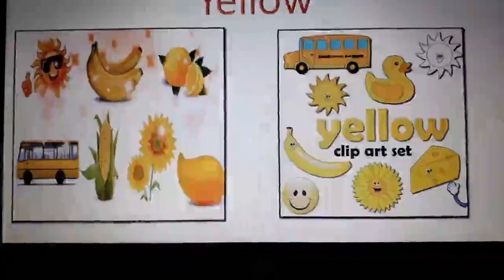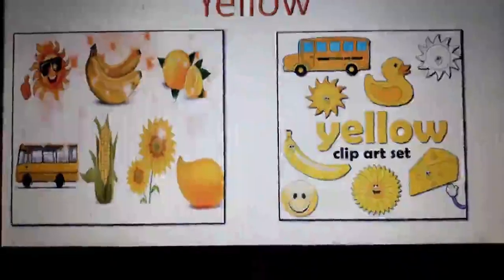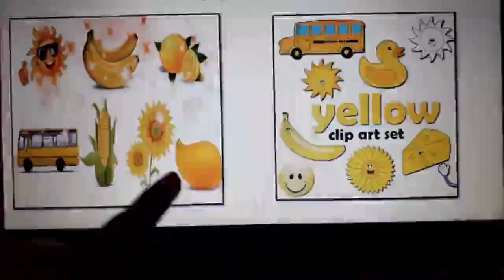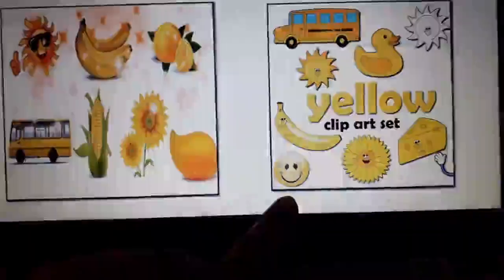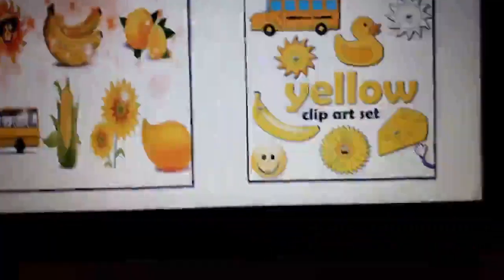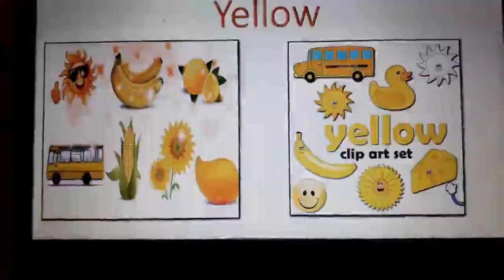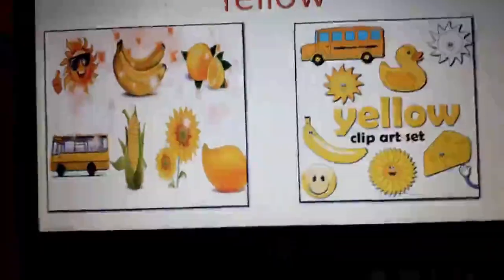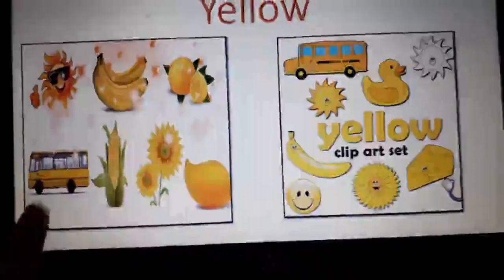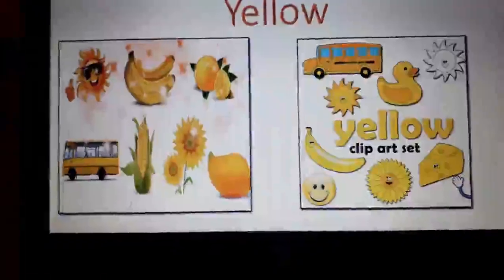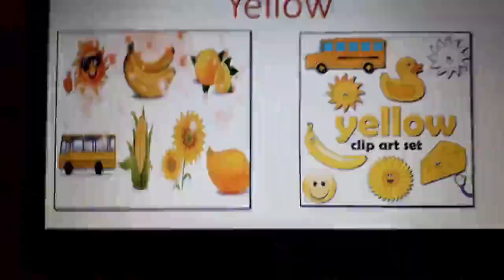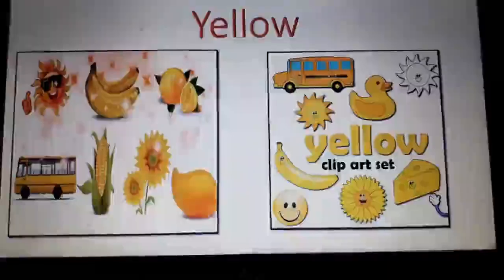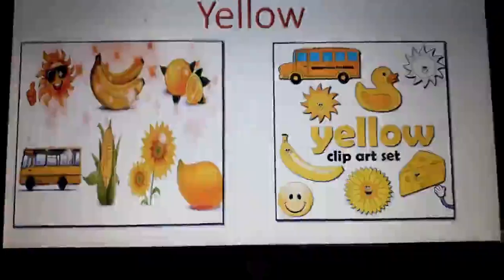Sun, banana, lemon. Then we have maize, you can call it corns also, corn cob, mango, smileys, cheese. We all love eating cheese, either in pizza or in burger. So they are also yellow in color. The cheese is yellow. Then we have these school vans. Can you see two school vans? They are yellow in color. Then the ducks, the playing ducks, one which we love playing in water or in pool. They are yellow in color.